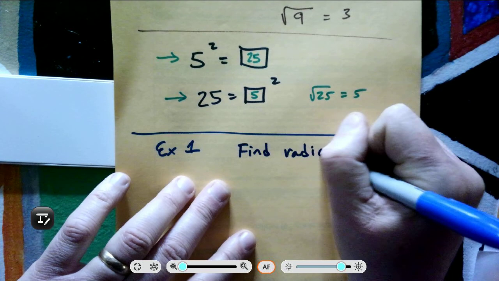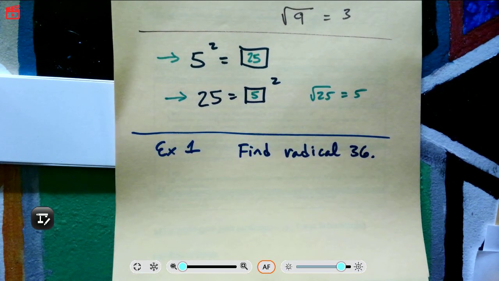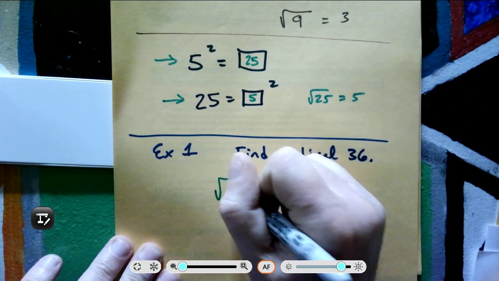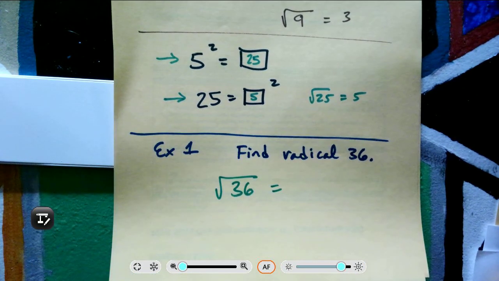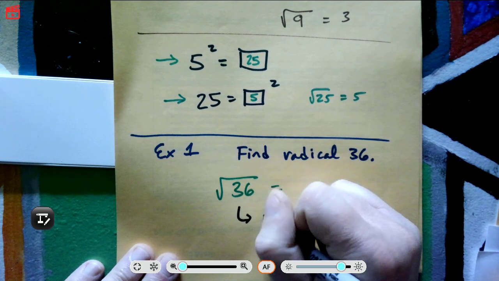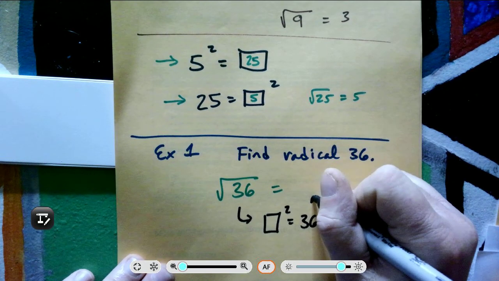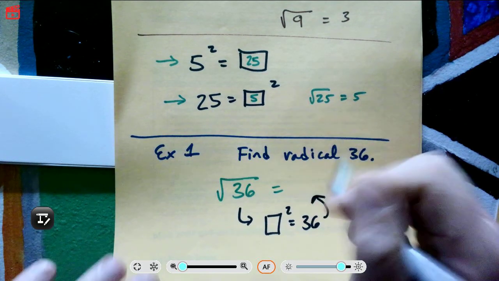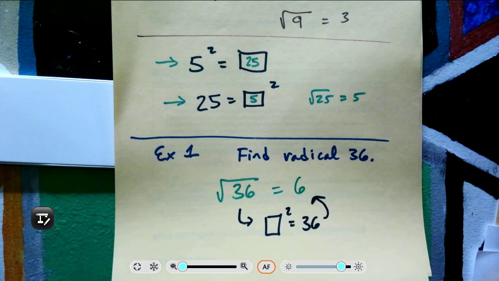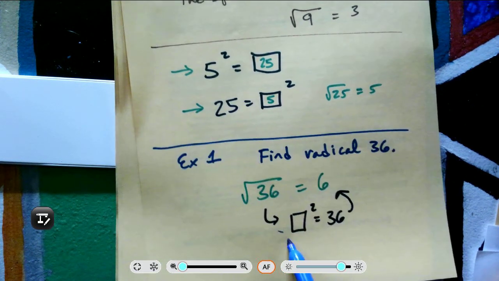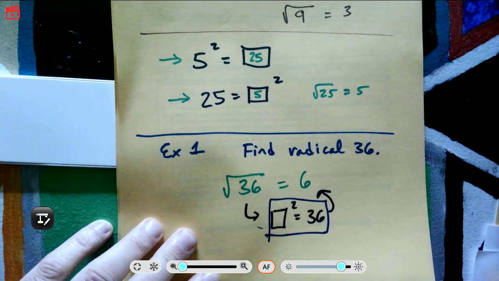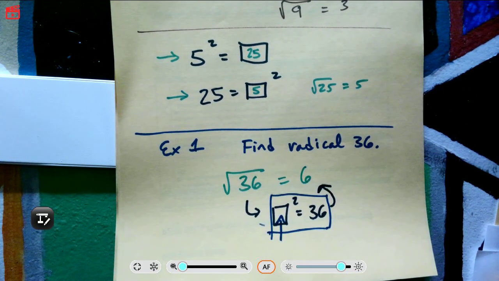Example number 1, find radical 36. So what that means is we want to know what the square root of 36 is. What that really is saying is what number squared gives me 36. And that would be 6. So radical 36 is 6. And you could put it in a calculator and get that. But really, conceptually what's going on is try and find out what we're squaring to get us 36. All right, that's a good example too.